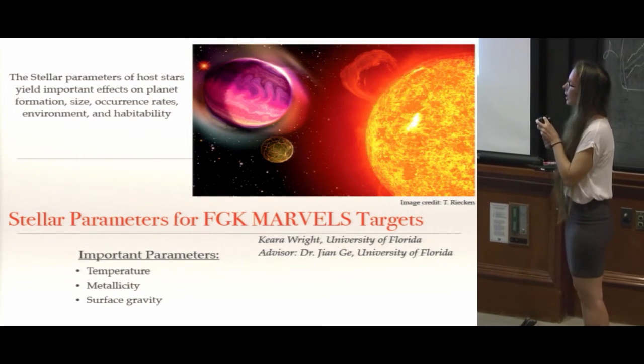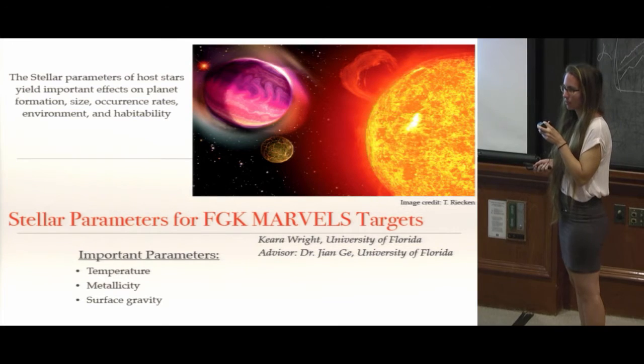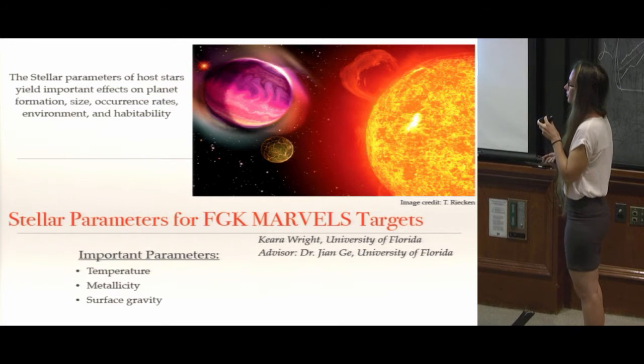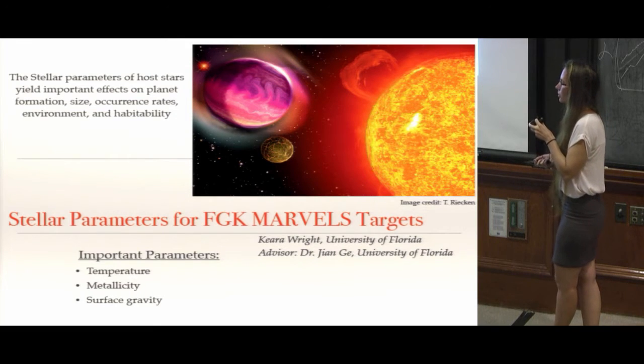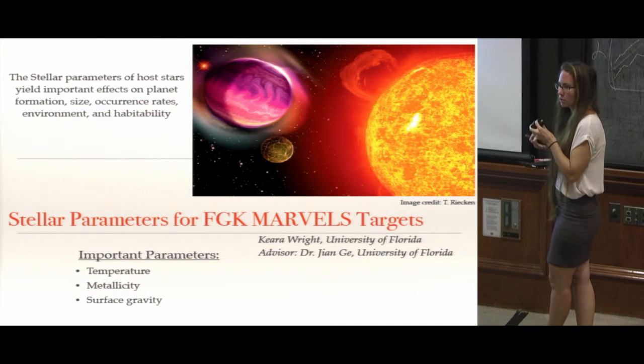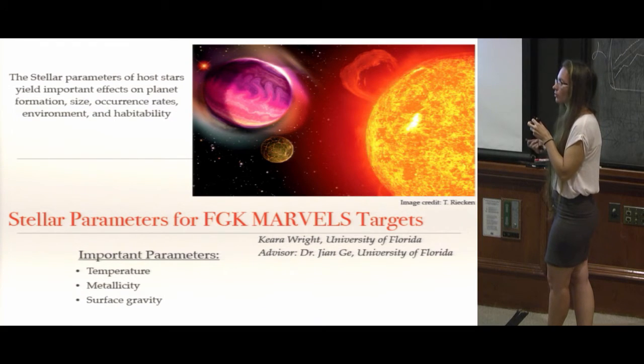And I'm currently working on characterizing solar-type stars from the radial velocity survey called MARVELS. I'm focused on determining the effective temperature, metallicity, and the surface gravity of the targets in the survey. This is important because these parameters can have a big impact on the planets that form around the stars and the ones that we end up detecting, as well as if you're interested in doing transmission spectra, you need to understand the stellar spectra.